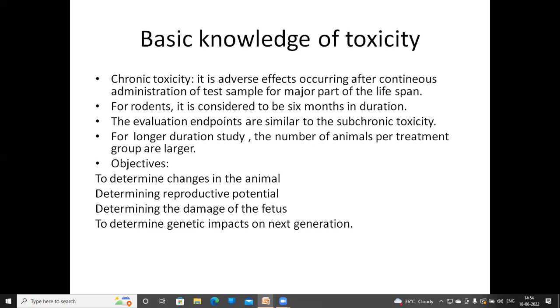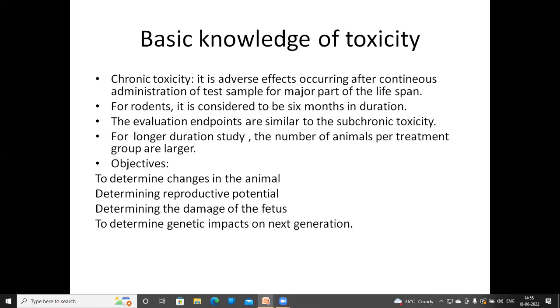For example, for rodents, at least 6 months duration is considered for testing chronic toxicity. The results and evaluation endpoints are similar to the subchronic toxicity. This chronic toxicity study is mainly done for a longer duration of time, so that is why we have to select a large number of animals for treatment.